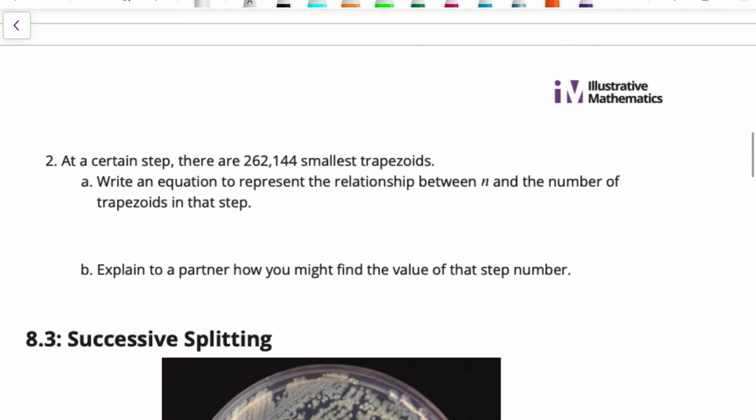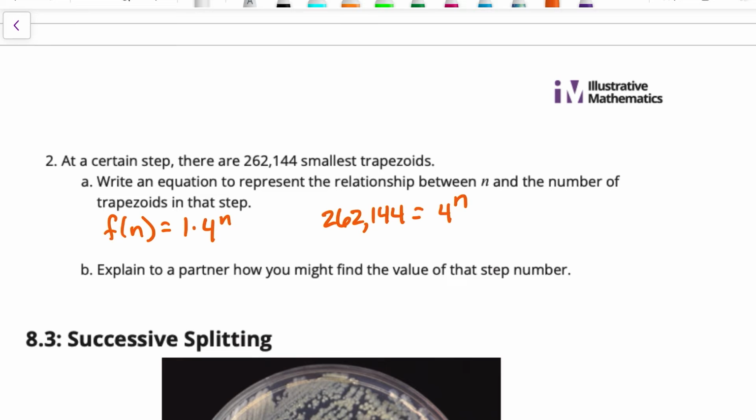At a certain step, there are 262,144 smallest trapezoids. Write an equation to represent the relationship between n and the number of trapezoids in that step. So we already knew that f of n was equal to 1 times 4 to the n. So we know that 262,144 is equal to 4 to the n. All right, so we could find the value of that step number by somehow undoing that power of n.